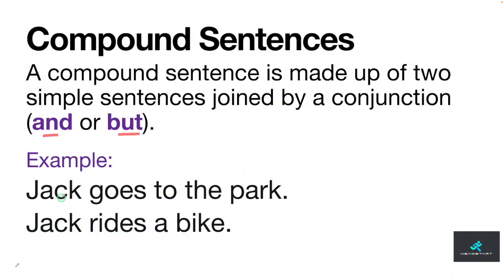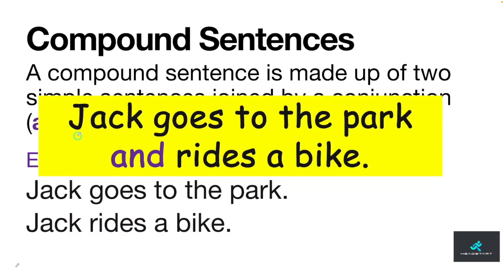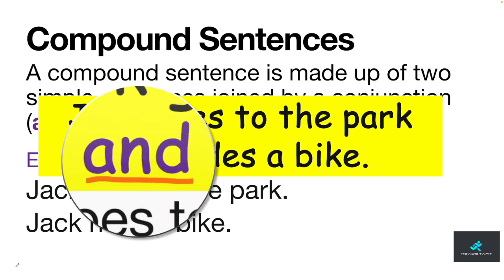So for example, Jack goes to the park. That's one sentence. Jack rides a bike. That's another sentence. Now, how can we combine them? How can we put them together and make it into one sentence? So let's put them together. Jack goes to the park and rides a bike. The special word here is the conjunction. The conjunction is and.